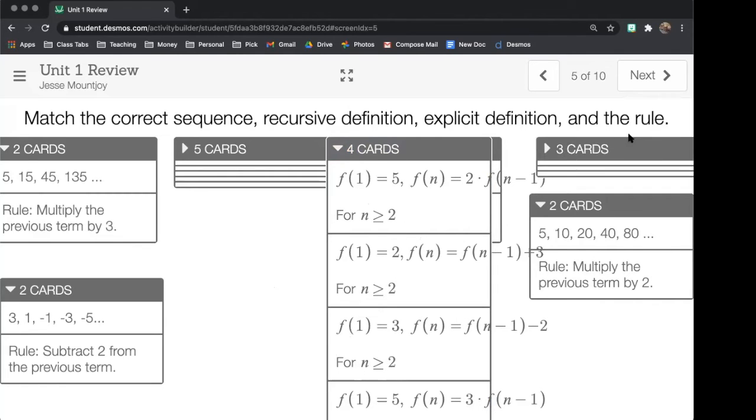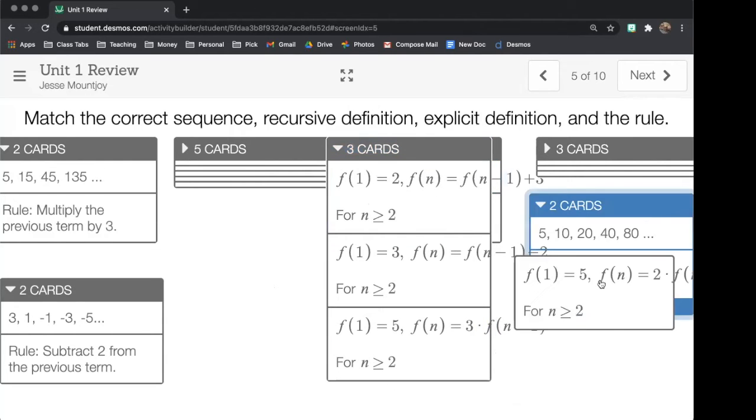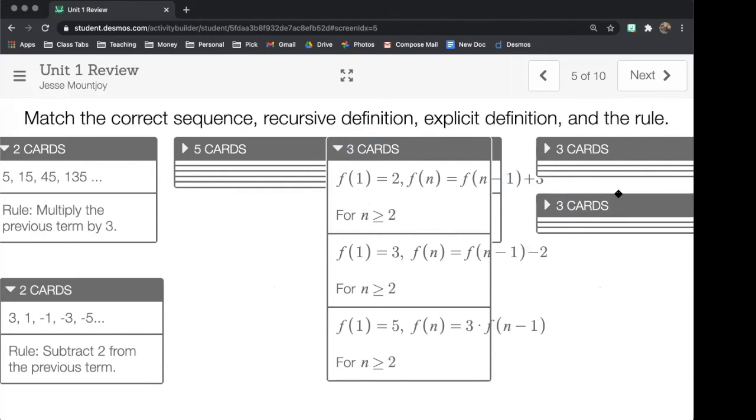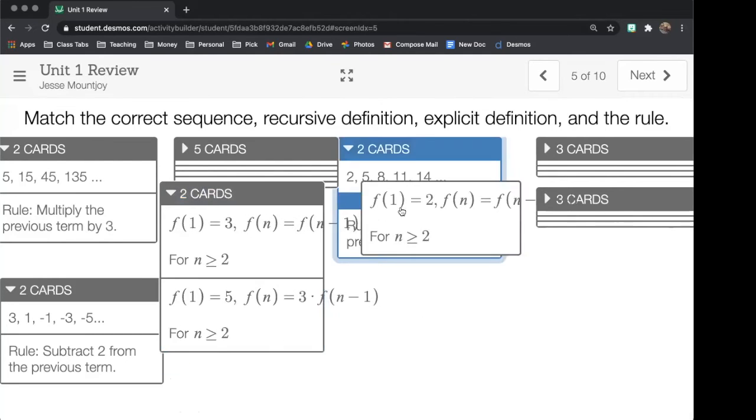Done. Next one, start at 5 and then multiply by 2 every time. That's what this says. Start at 5 and then you see this times 2, it means multiply by 2 every time. Got that one. Start at 2. There's only one that starts at 2, so I'm already done with that one. Got it.